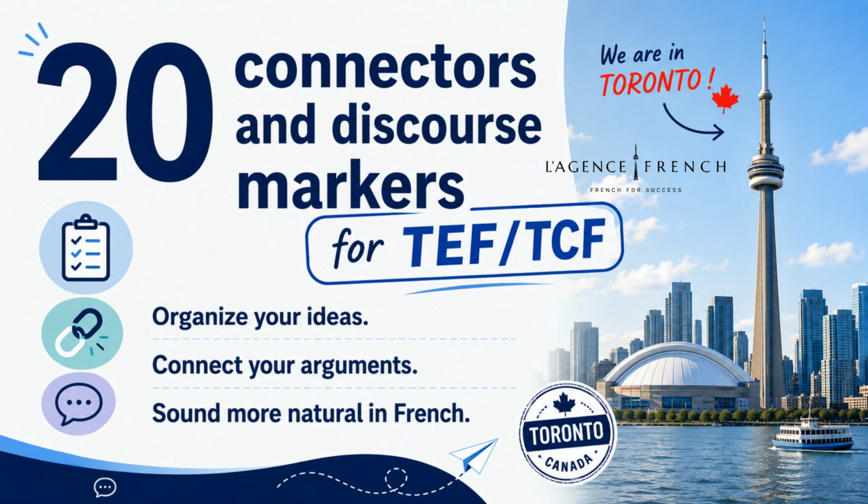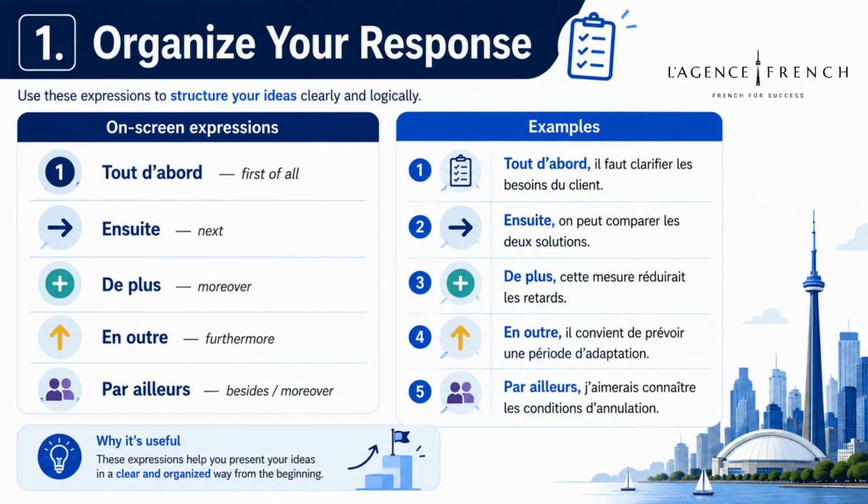Do you know the vocabulary but sometimes struggle to connect your ideas clearly? At the B2 level, connectors and discourse markers are essential. They help you organize your response, develop an argument, give examples, introduce contrasts, and reach a clear conclusion. In this video, you will learn 20 useful expressions that you can use in speaking and writing, especially for the TCF and TEF. Let's begin with connectors that help you organize and develop your ideas.